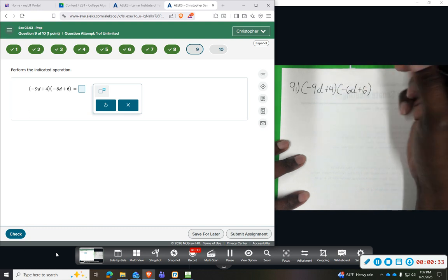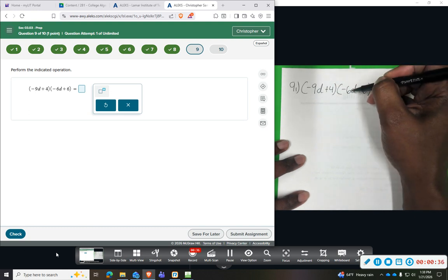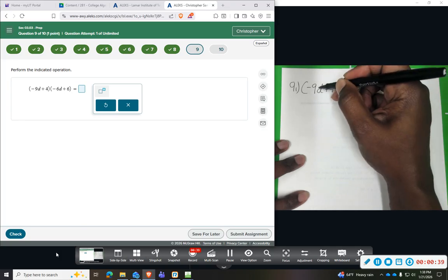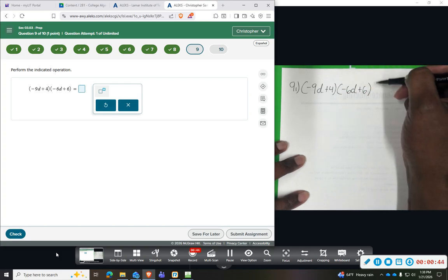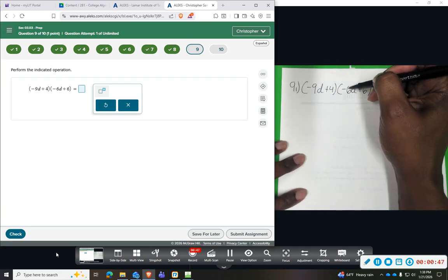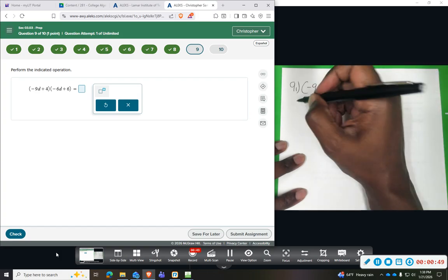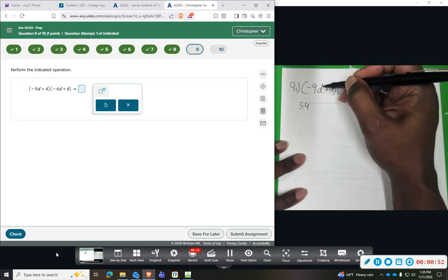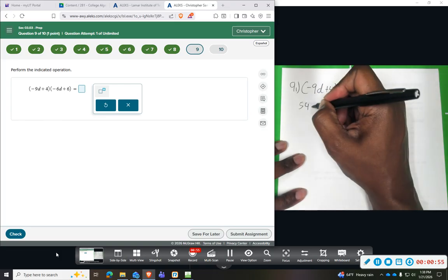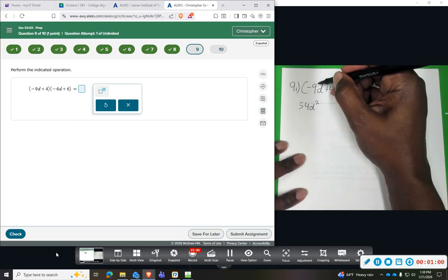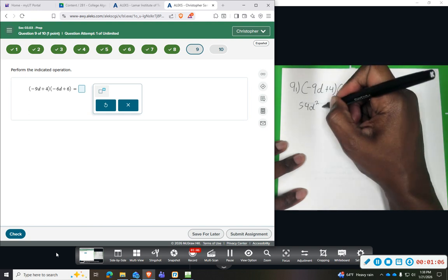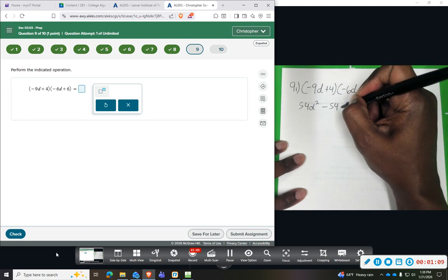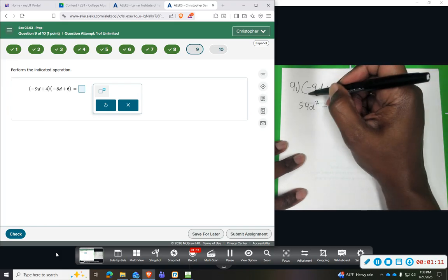We're going to be doing distributive properties, so the 9d times the negative 6d, and then we'll do the 9d times 6. So this first term will multiply both of these, and then 4 we'll do the same, and we'll combine like terms. So negative 9 times a negative 6 is going to give us a positive 54. Both of them have a d, so d times d will give us a d squared. And then negative 9d times positive 6 will give us a negative 54d.